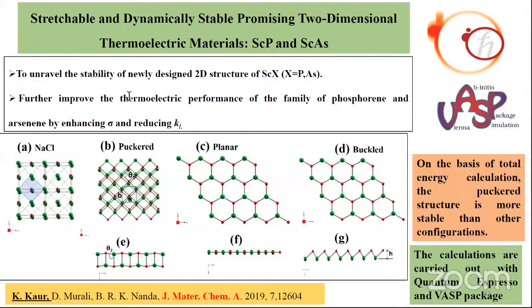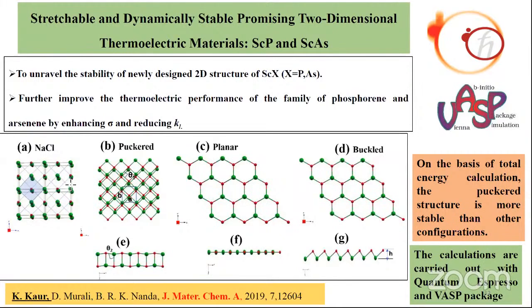If we take a closer examination, the puckered structure is a heavily distorted two-sublayer NaCl structure. So this first structure is the NaCl bulk structure, and this is the puckered structure. The third one is the planar structure like graphene, and the last one is a buckled structure like silicene. There is some buckling there. In the NaCl structure, all the atoms in the sublayer lie in a plane.